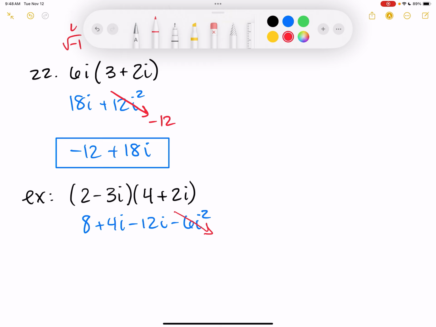It would be positive 6. So this piece becomes positive 6 because i squared is negative 1. Negative 6 times negative 1 would be positive 6. So in standard form, 8 plus 6 is 14. 4i minus 12i is negative 8i.